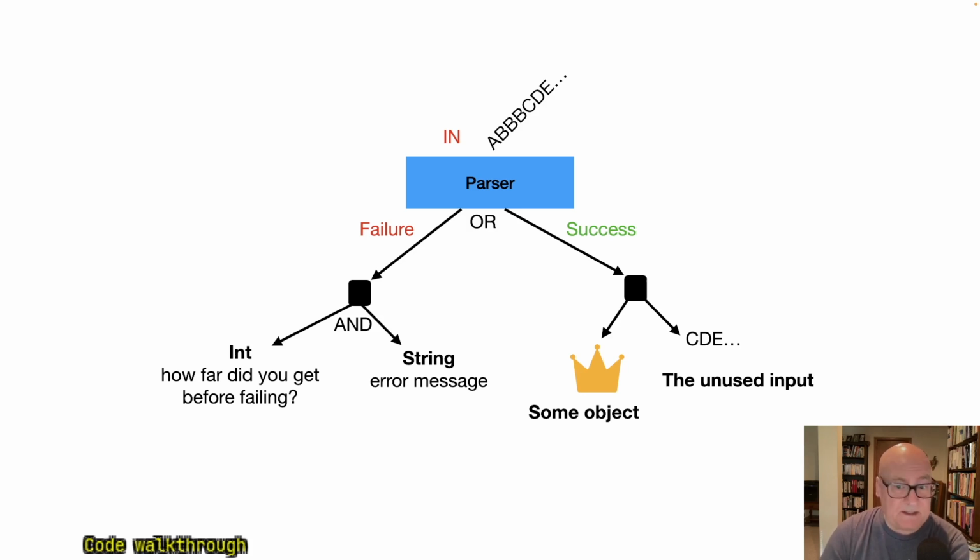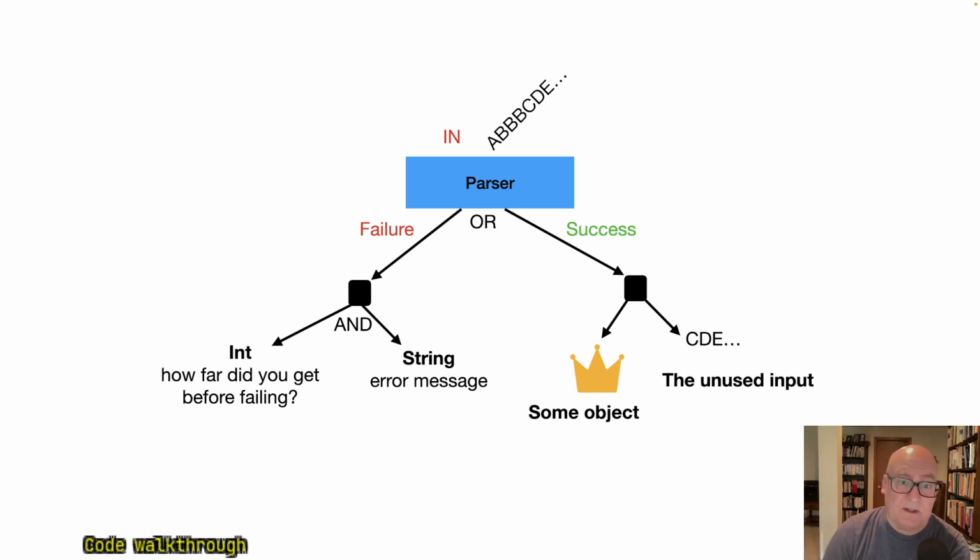Okay? And if it's a success, we get the object that matched it. And if it's a success, we also get the rest of the tape. So in effect, it's a copy of the rest of the tape. And we matched the ABBB, and we got the CDE left. So you hand back the rest of the tape, and somebody can call another parser on the rest of the tape and read the rest of the input.